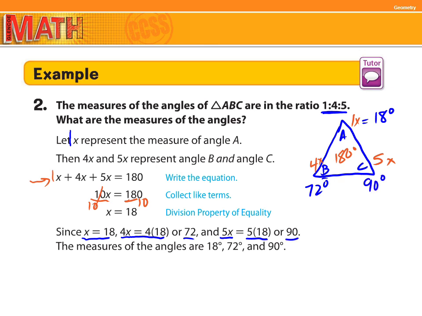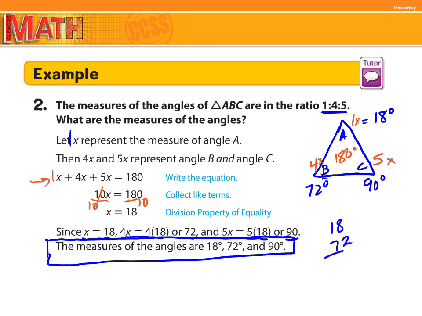Obviously the triangle I drew is not to scale, because 90 degrees would form a right angle. So the measurements of the angles are 18, 72, and 90 degrees. Check if those add up to 180. 18 plus 72 is 90, plus 90 equals 180. I'm 100% sure that's correct.